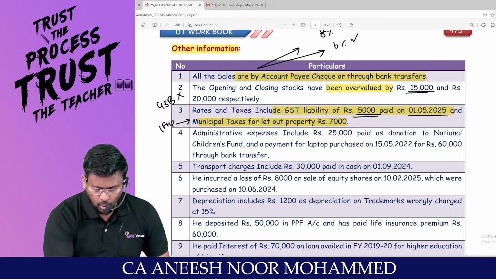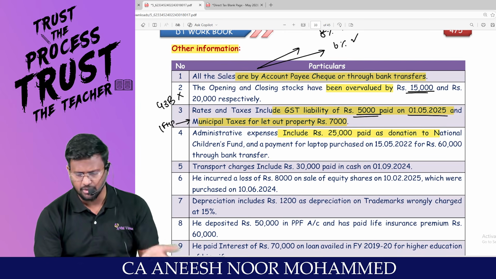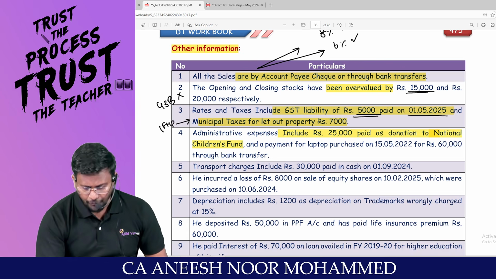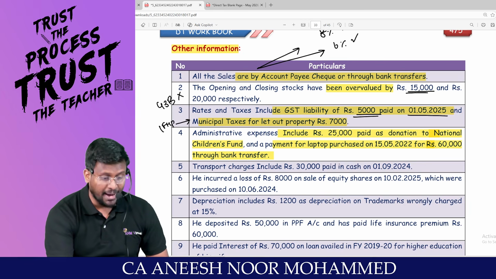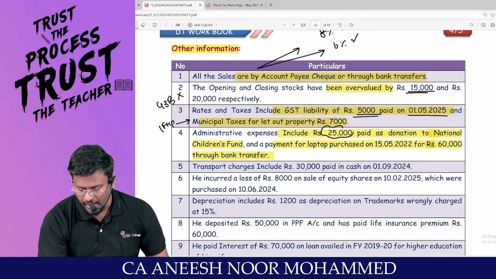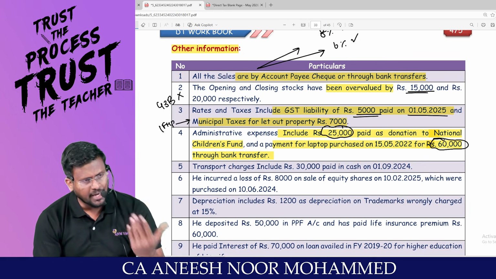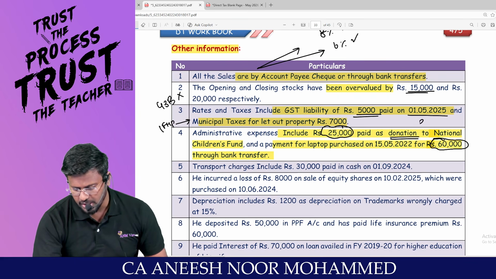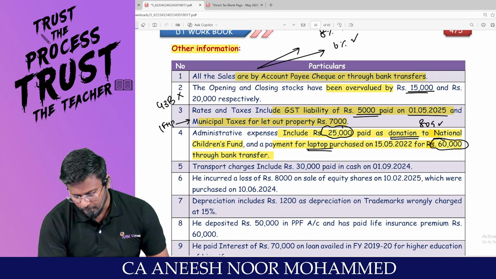Administration expense includes 25,000 paid as donation. Sir, donation is not a business expenditure, should be added back. To National Children's Fund, and payment for laptop purchased on 15/5 for 60,000 through bank transfer. Both 25,000 and 60,000 debited to P&L should be added back. And for this donation to National Children's Fund, you are entitled to claim 80G, and for the laptop, you are entitled to claim depreciation.